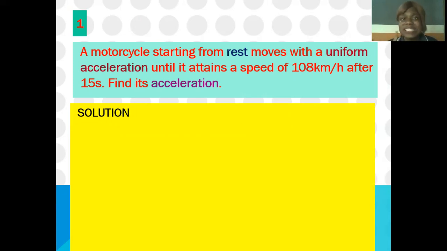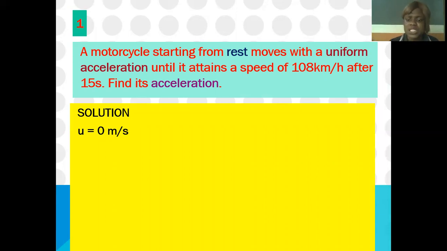Now, first of all, if a body starts from rest, it means its initial velocity is 0. If a body starts from rest, it means it wasn't moving at that time. Before it started moving, it wasn't moving. So the initial velocity of that body is 0. Once you hear the words a body starts from rest, that's a 0. The initial velocity is 0. So u equals 0 meters per second.